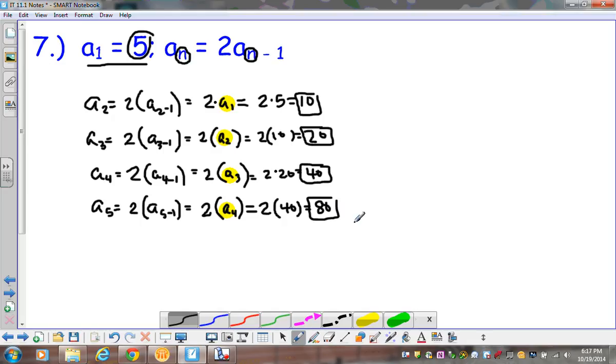So again, one more time, recursive formulas are those that use a previous term to find another term. All right, so that's all that we're going to look at for today, guys. Tomorrow we're going to wrap up 11.1.